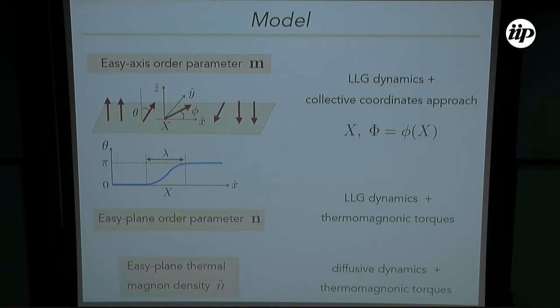So briefly, we look at this system and we describe the easy plane order parameter and the magnon density in the easy plane ferromagnet, as I've been showing you before in the context of thermomagnonic torques. We account for both LLG dynamics and diffusive dynamics and the interaction between the two components. Then the easy axis order parameter can be described by the collective coordinates approach, namely, the dynamics of the magnet reduces to the dynamics of the domain wall.